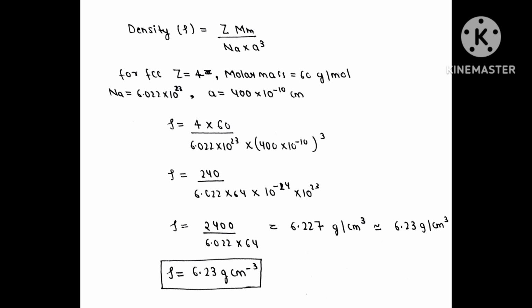By cross multiplication you will get M equal to D into N into a³ divided by Z. Here M is equal to density, sometimes written as rho, but here you can directly write D, density into N, the Avogadro number, into a³ divided by Z. Here M represents atomic mass.